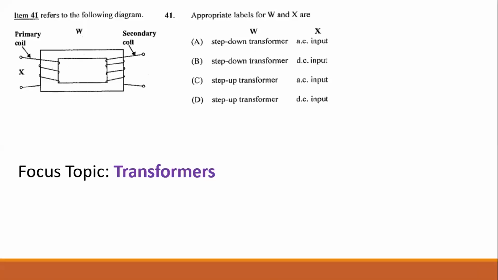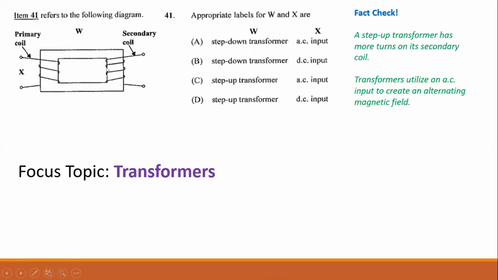Number 41, we have a diagram here of a transformer, and we're asked to label it in terms of the type of transformer and what type of input. Now, transformers use AC input in order to produce an alternating magnetic field, so it means that B and D would be out. Now, to determine whether it is step up or step down, we look at the number of turns on the coils. A step-up transformer has more turns on the secondary coil, so that gives us option C.